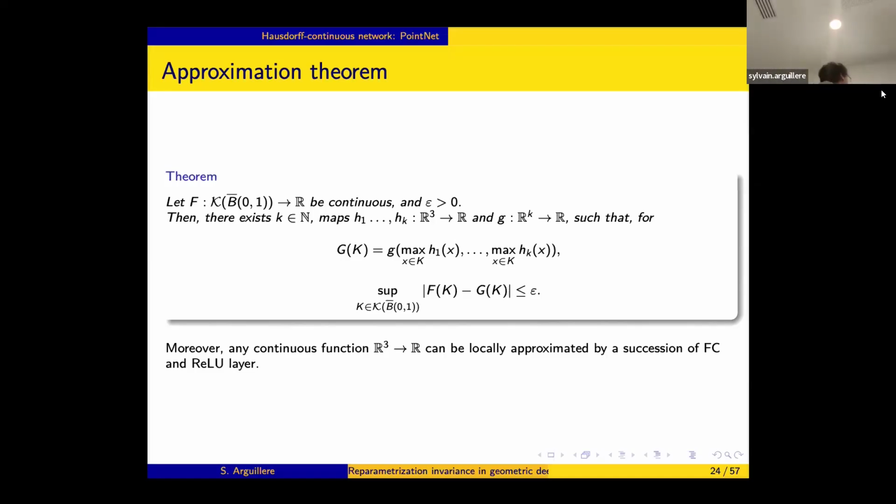And then you say, okay, but any continuous function can be approximated, at least on a compact subset, by a fully connected network. So what you do is you take fully connected networks for H1 through HK, and a fully connected network for G, I mean a multi-layer perceptron, a combination of fully connected layers and ReLU. And that gives you the potential to approximate a lot of continuous maps within the Hausdorff topology.